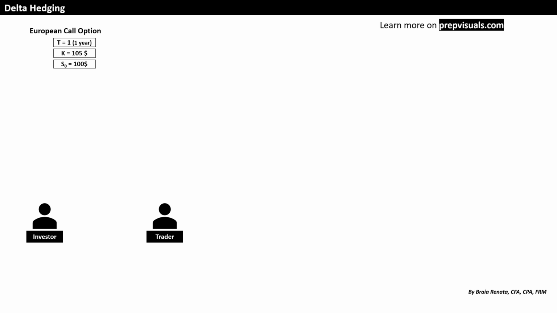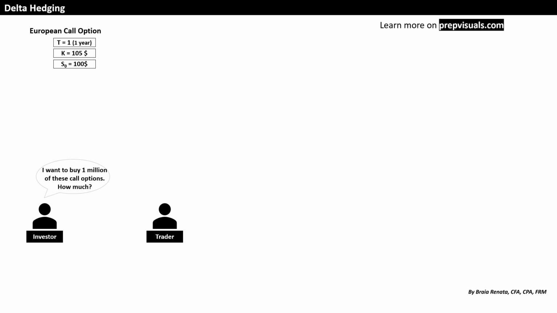So remember from my previous lesson, we had a call option that matures in 1 year with a strike price of $105, where the current price of the underlying is $100. And remember that we had an investor that reached out to a trader and said, I want to buy 1 million of these call options, how much would you charge?